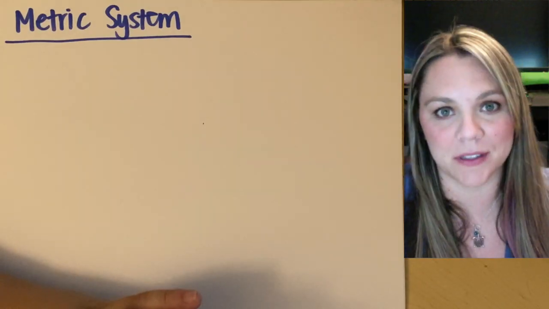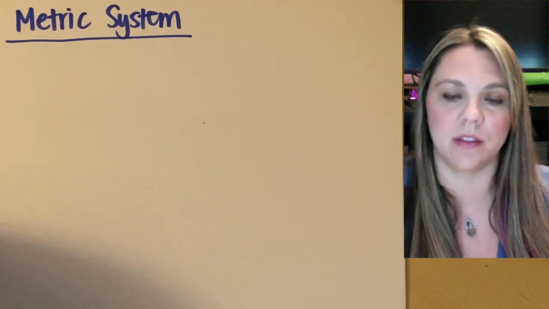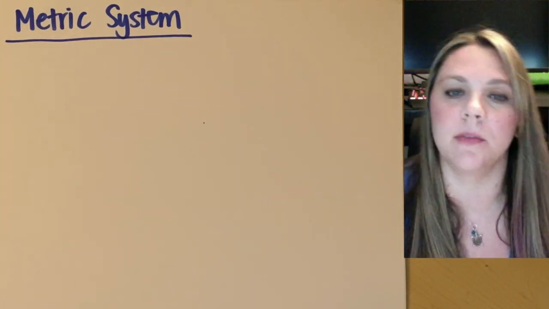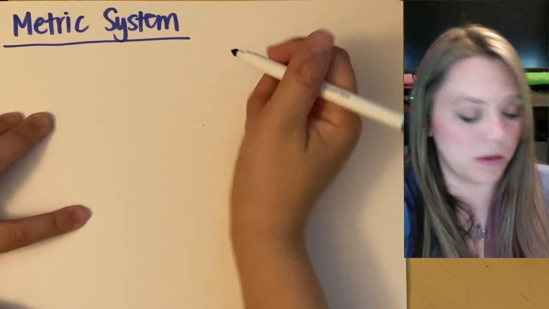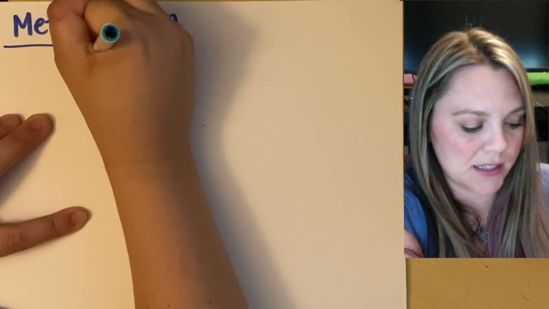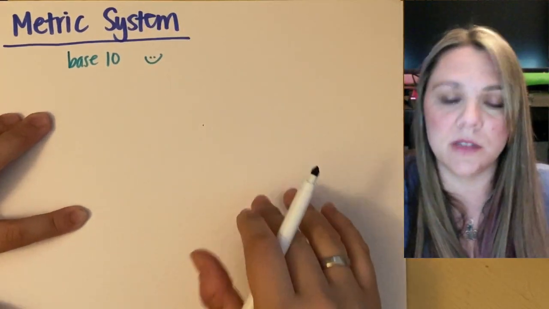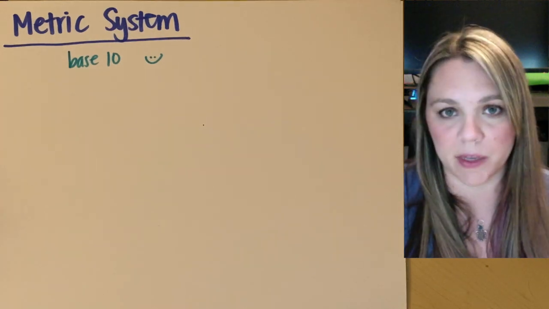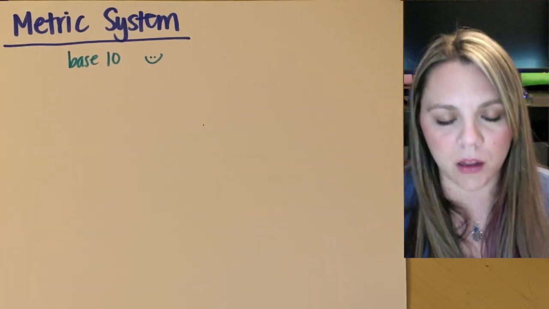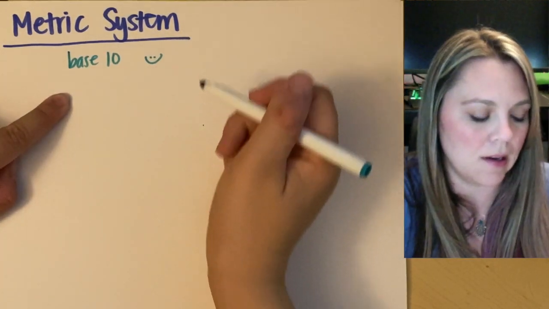Alright, so the metric system is actually a much easier system to work with than the English system that I think most of us are used to if you're born and raised in the States. The metric system is a base 10 system, which means it's a lot easier because everything is just either multiples of 10 or you divide by 10. You just move decimals. We'll get there, okay?